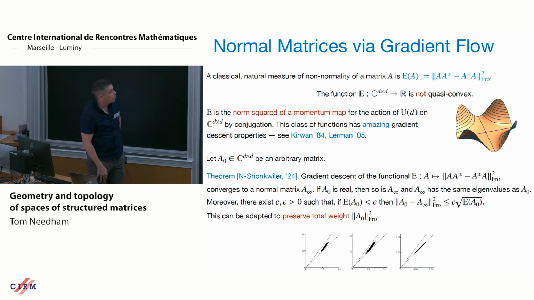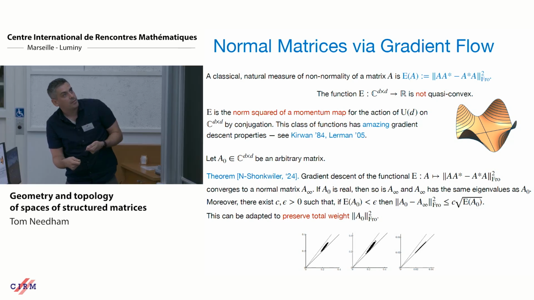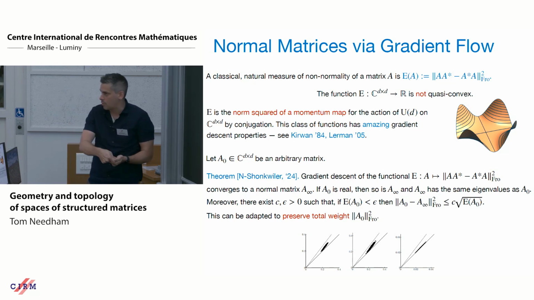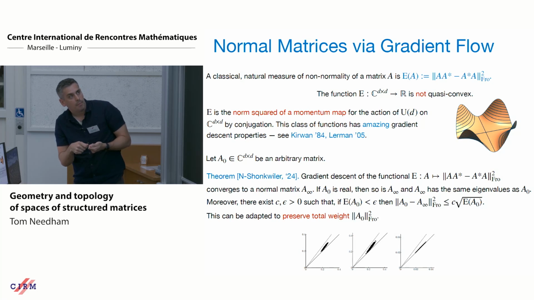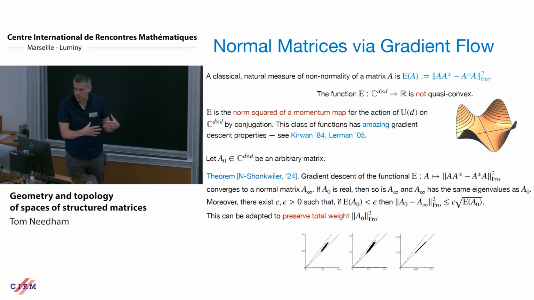That's enough to conclude that this plan of gradient descending this energy functional works. I'm starting with an arbitrary d by d matrix. The theorem guarantees that if I gradient descend this energy functional, I will end up in a normal matrix. I won't get stuck in a local min. Moreover, it preserves realness. If I started with a real matrix, then my resulting normal matrix will be real.